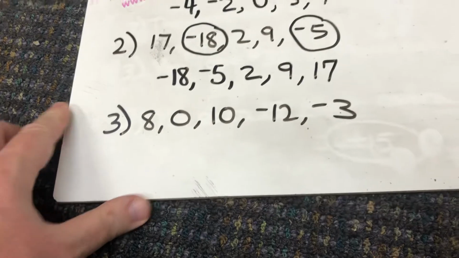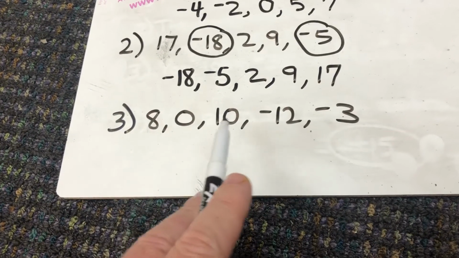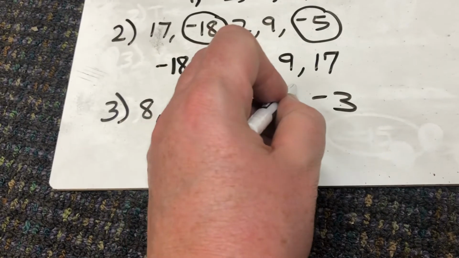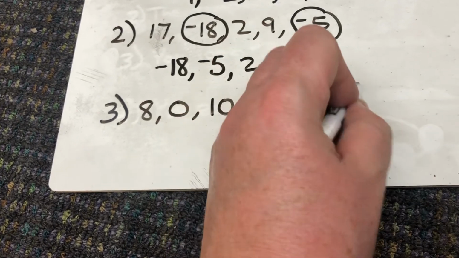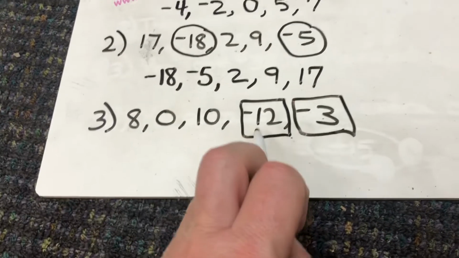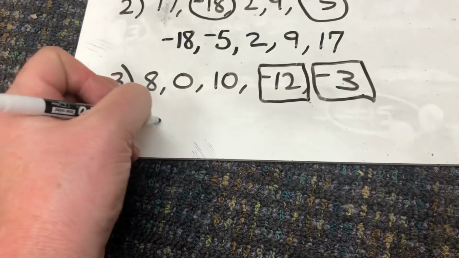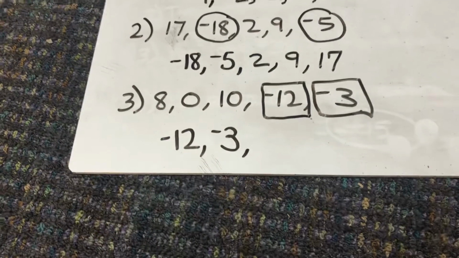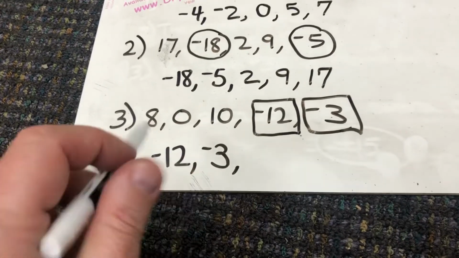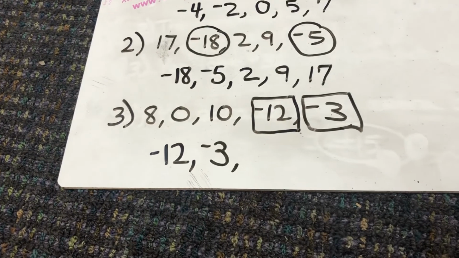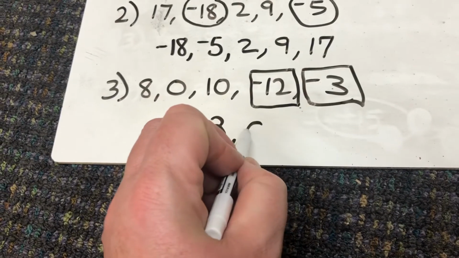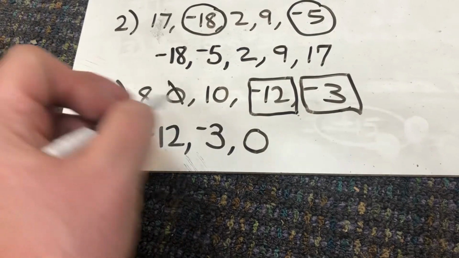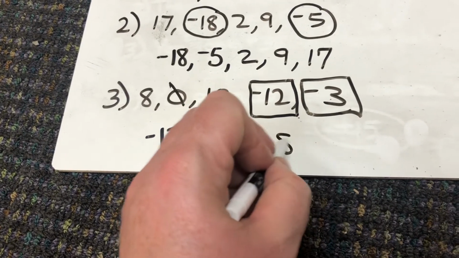All right, last one. Let's look at the last one just to make sure we understand. 8, 0, 10, negative 12, negative 3. Once again, I first want to pick out my negative numbers. I've got negative 12 and negative 3. Well, 12 is bigger than 3, so I know that being down 12 leaves me with less than if I was down 3. So going least to greatest, it would be negative 12, then negative 3. I'm left with 8, 0, and 10. Pretty clearly, the next smallest one is going to be 0, and then that's going to be followed by 8, and then by 10.